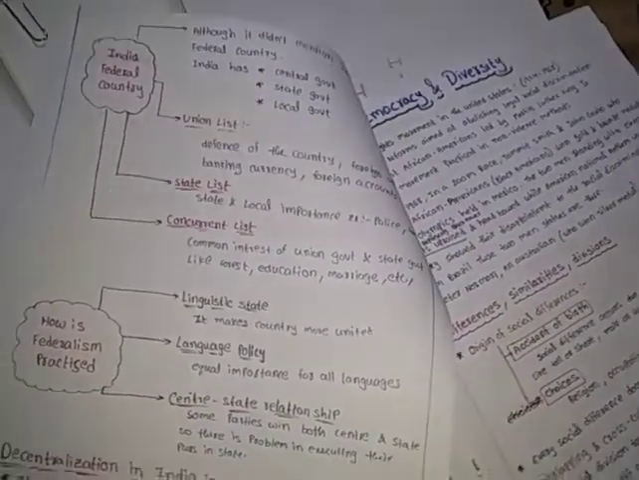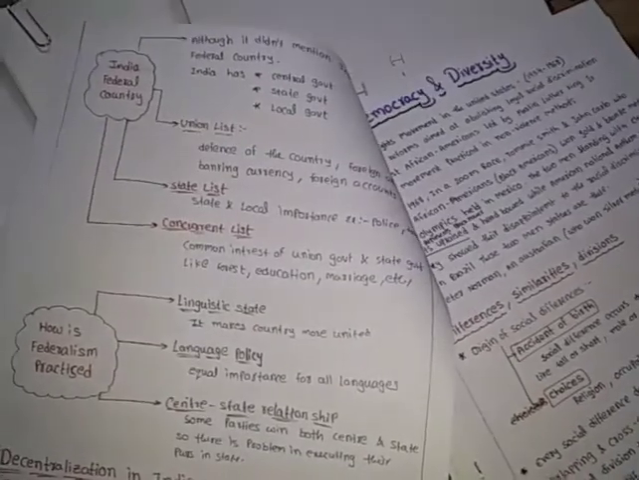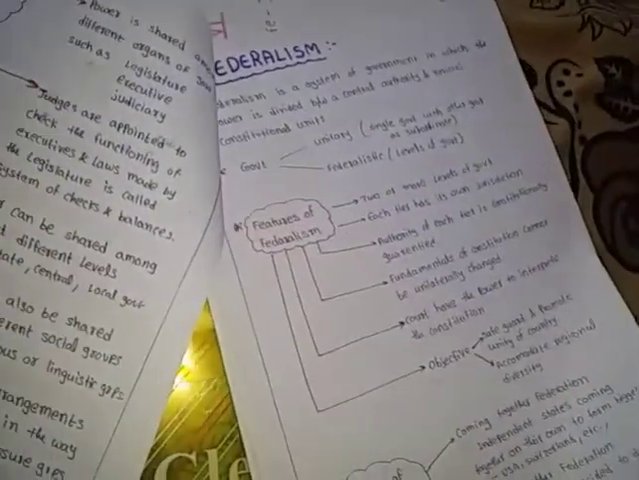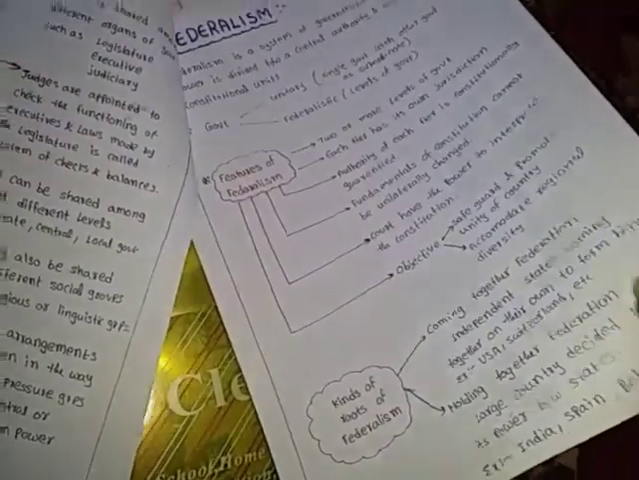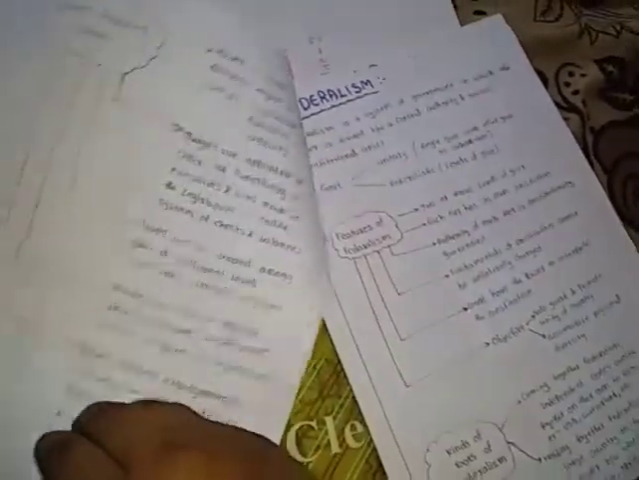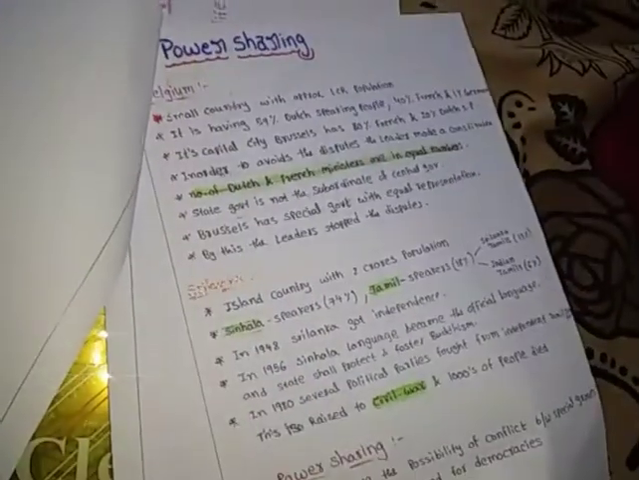And our third rule is we have to make sure that it contains the essence of the chapter. And if you observe my short notes, I have written the whole federalism chapter on a single A4 sheet. You can see, by following all these 3 rules, you have to make short notes like this.